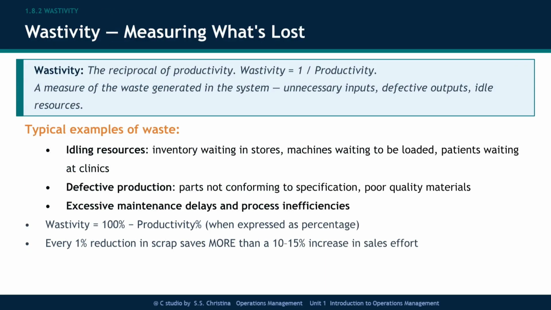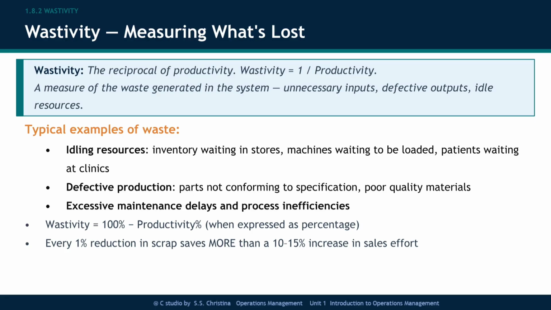Wastivity. This is one of the most elegant and practically useful concepts in operations management. The formula? Wastivity equals 1 divided by productivity, or when expressed as a percentage, wastivity equals 100 minus productivity percentage. So if your productivity is 83.33%, your wastivity is 16.67%. That 16.67% represents resources that were consumed without generating any useful output.